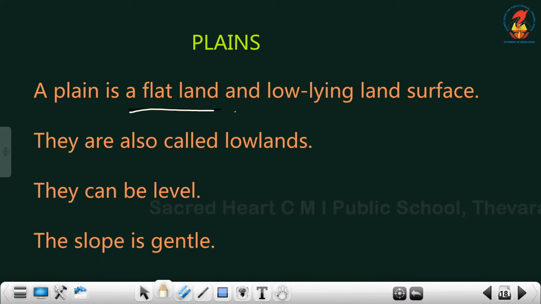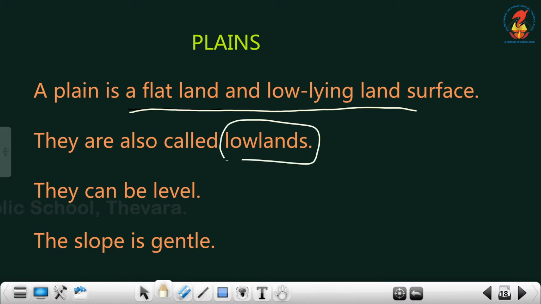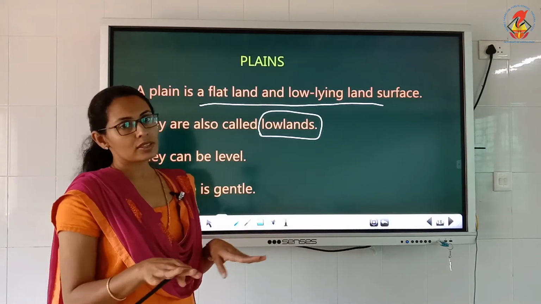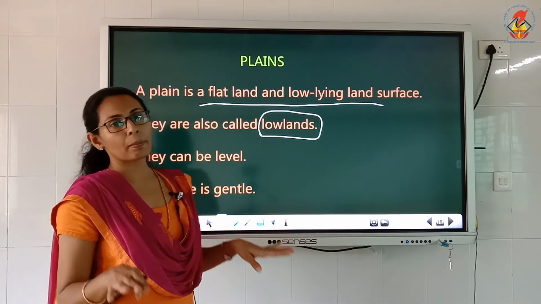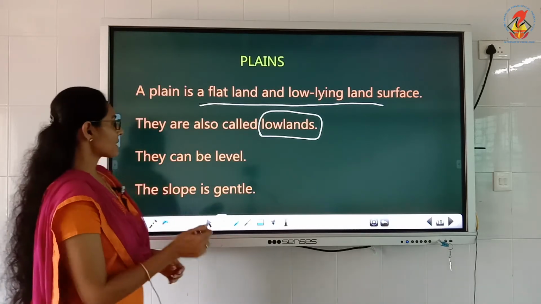It is a flat land and low-lying land surface, and it also has another name, that is known as lowland, because plain area, plain. We already know the meaning of plain. So that is the meaning. Another name of the plains is lowlands.